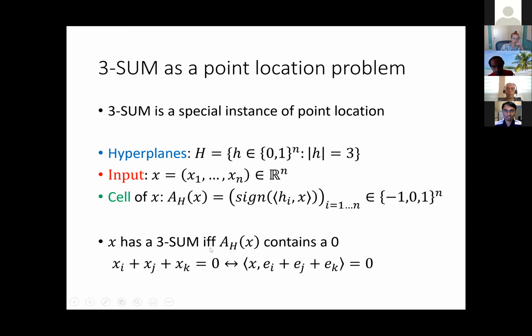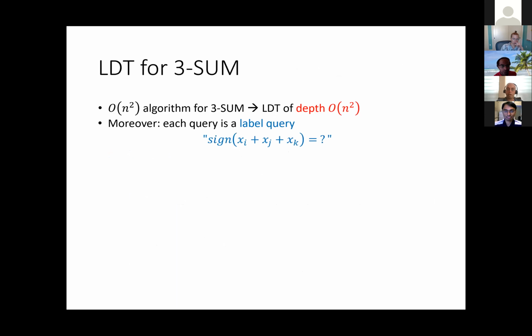So you can ask, what can we say about this very special point location problem? It turned out that this quadratic algorithm for 3SUM can be converted to a quadratic-depth linear decision tree for 3SUM. So the depth is just the number of queries we make. And moreover, all the queries we make are just going to be asking about labels. We're going to basically ask at every query, here are 3 points, sum them up, is the sign positive, negative, or 0?